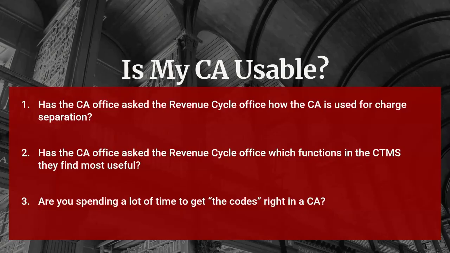And in complex systems and complex processes, that's what has to occur. And that's generally what we see across the country, where sometimes you just have to take a beat and think about it and do a tune-up. So the first one: has the CA office, whatever office is developing the coverage analysis, asked the revenue cycle office how the coverage analysis is used for charge separation?